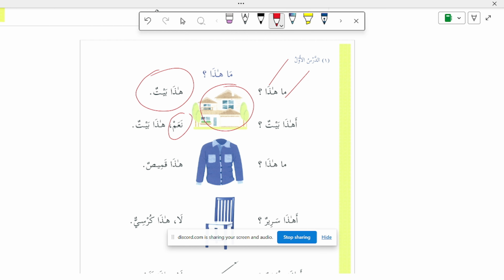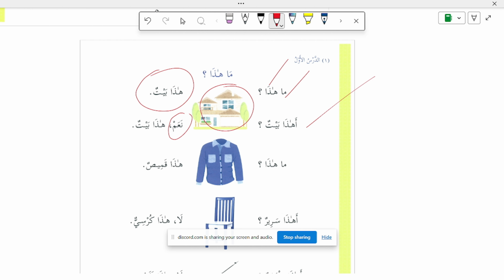This is like the author is teaching you the basic conversation. When you start a conversation, you start with what is this? Ma haza, what is this? Haza baytun. And if you don't understand, you can ask, haza baytun? Is this a house? And the person will say, naam, yes, haza baytun. This is a house. Okay, good.